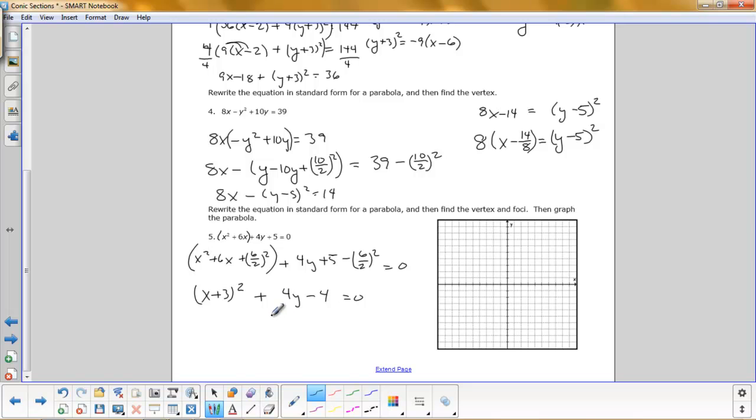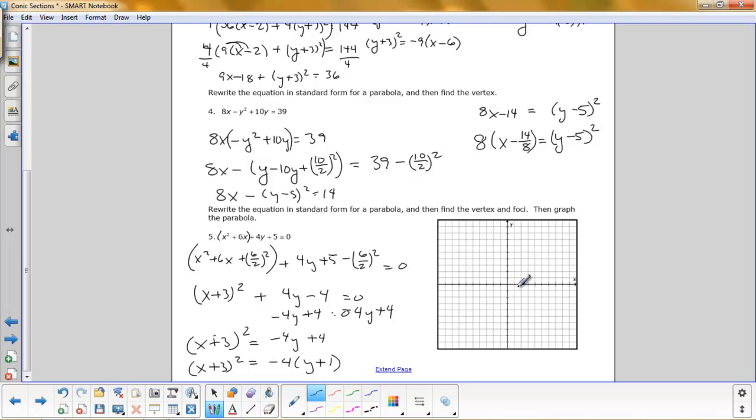Go ahead and move both of these to the other side. So that's going to be minus 4y plus 4 equals 0. And so then, equals minus 4y plus 4. And so I get x plus 3 squared equals negative 4y plus 4. X plus 3 squared equals negative 4 times y plus 1.